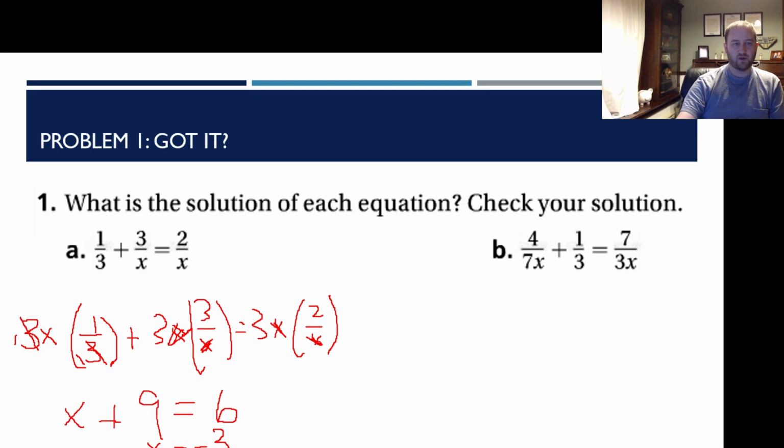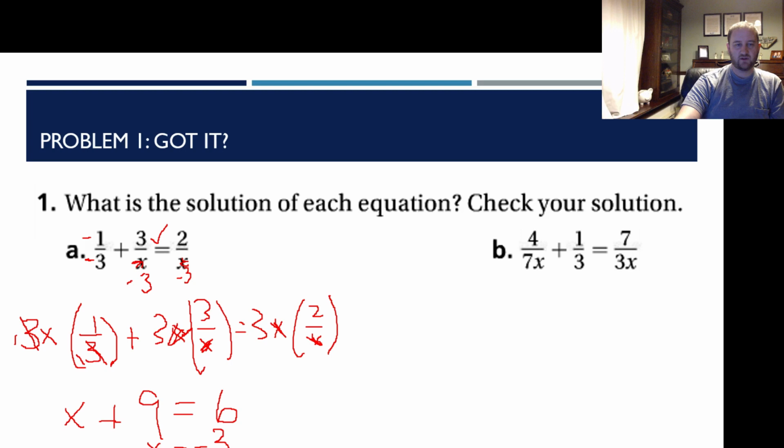So when we plug this back in to check, we're going to do negative 3 here and negative 3 here. Now we need to multiply this, so this is basically equivalent to negative 1 over negative 3, right? So negative 1 plus 3 is 2. 2 over negative 3 does equal 2 over negative 3. Okay, so our solution then is x equals negative 3.